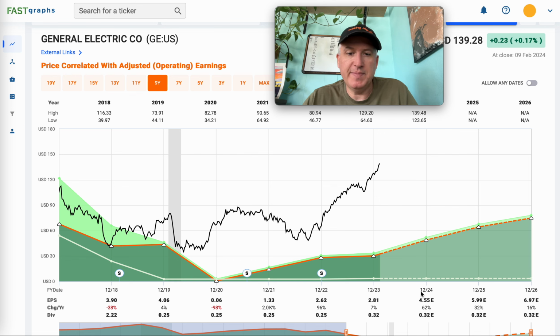So analysts are expecting $4.55 this year. That's reasonable. Really, they're just trying to recover earnings that they had before the pandemic, plus the inflation we've had since the pandemic. So this doesn't seem crazy to me. It's a big jump, obviously, 62% growth, but it doesn't seem outlandish to me that it could happen. I would even say $5 probably makes more sense.